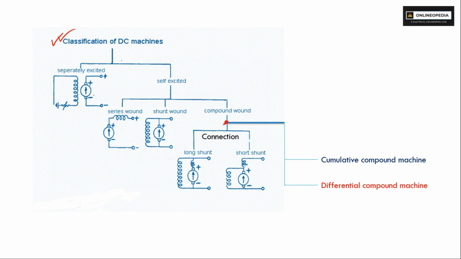In case of compound, depending upon the connection, the compound machine is of two types: one is long shunt, another is short shunt. And depending upon the types, you can classify the compound machine into two types, that is cumulative compound and differential compound. So in today's topic, we'll discuss why a differential compound machine always starts, or preferably starts, as a shunt machine.